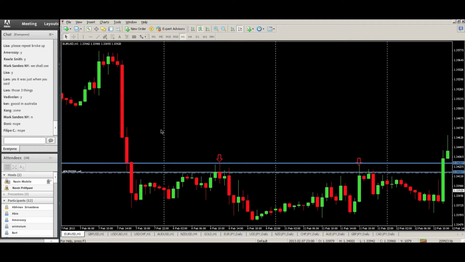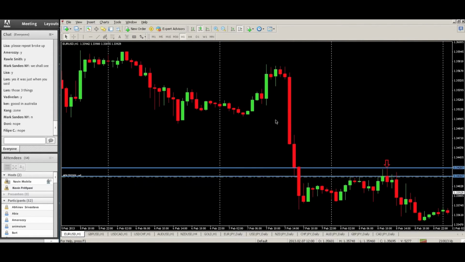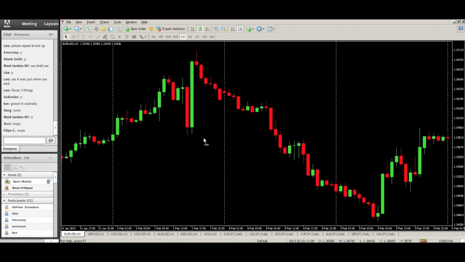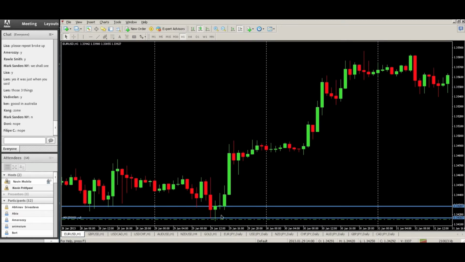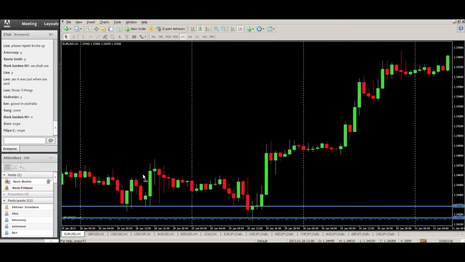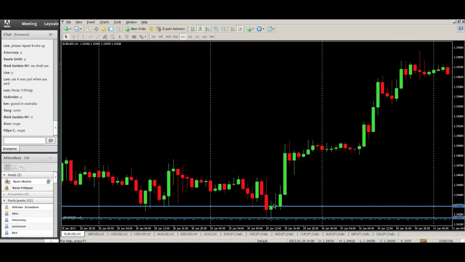Did we have support? We know we had resistance. Let's go back and check. Did we have support in this area? Let's go back. Oh, well, what do you know? Take a look at this. You see how this entire area of 28 January, 29 January gets covered?